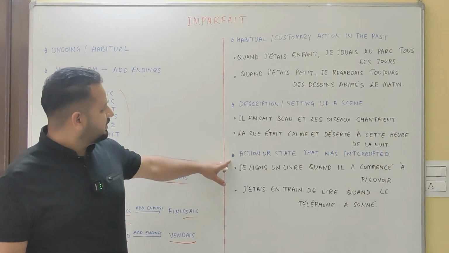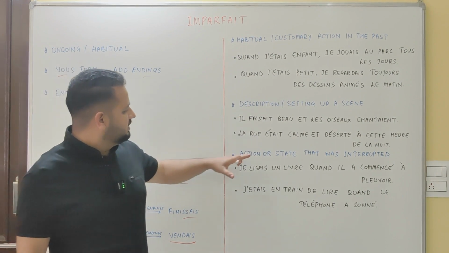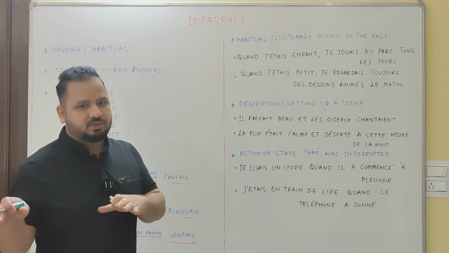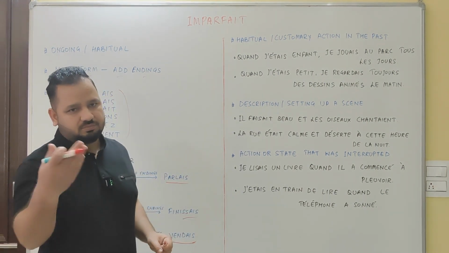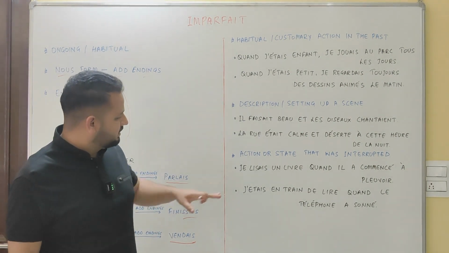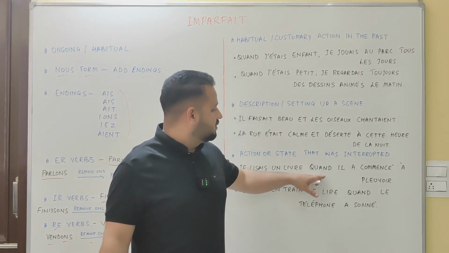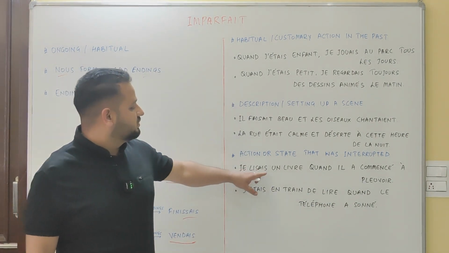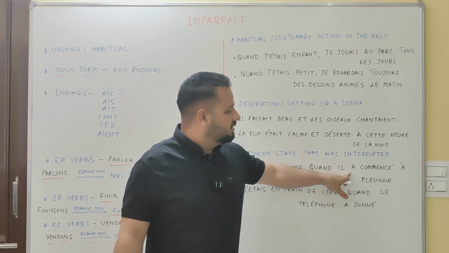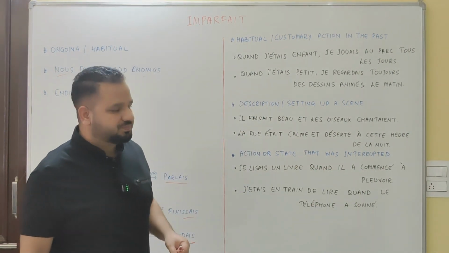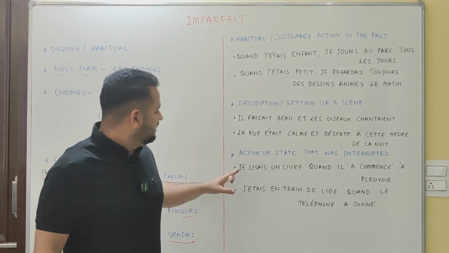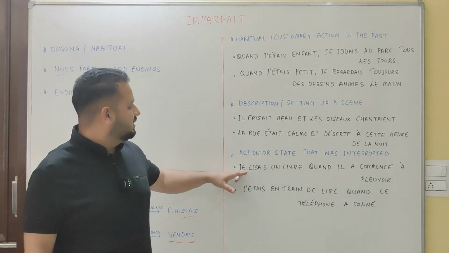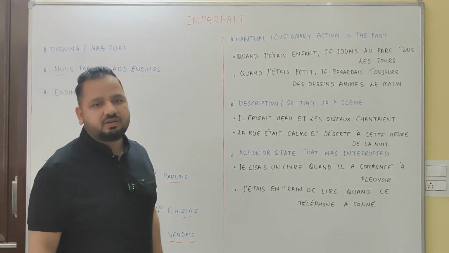Clear? The next condition is action or state that was interrupted. Something was going on, but suddenly interrupted by some action. For example, je lisais un livre quand il a commencé à pleuvoir. I was reading a book when the rain started. Pleuvoir, rain.